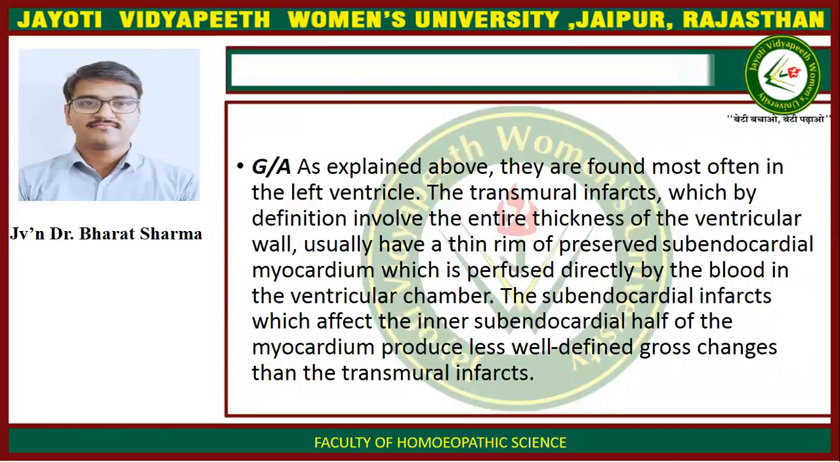Gross appearance. As explained above, infarcts are found most often in the left ventricle. The transmural infarct, which by definition involves the entire thickness of the ventricular wall, usually has a thin rim of preserved subendocardial myocardium, which is perfused directly by the blood in the ventricular chamber.